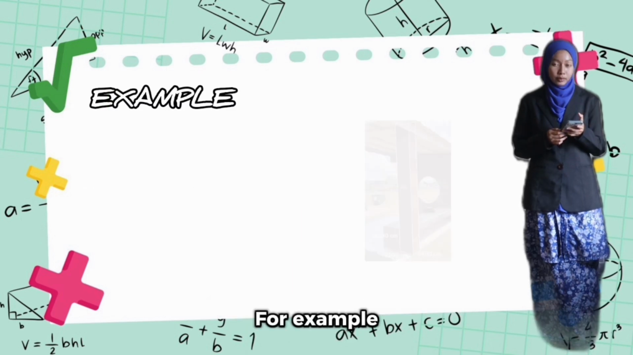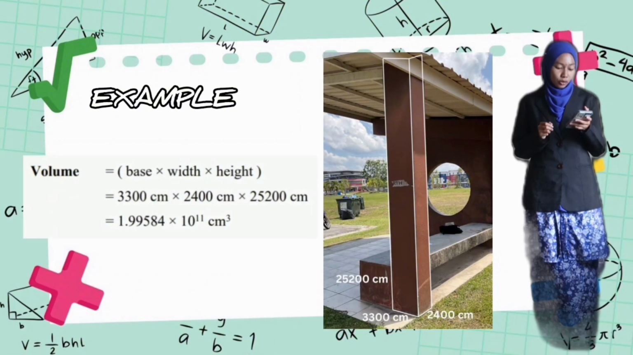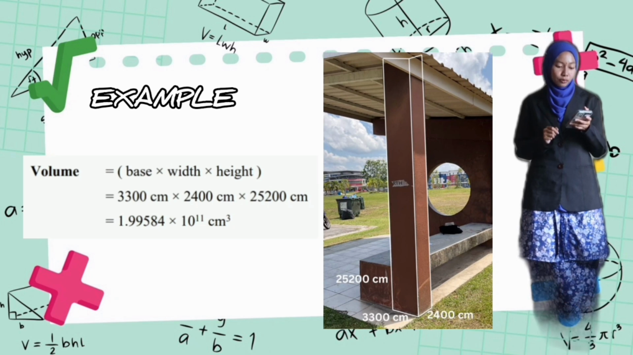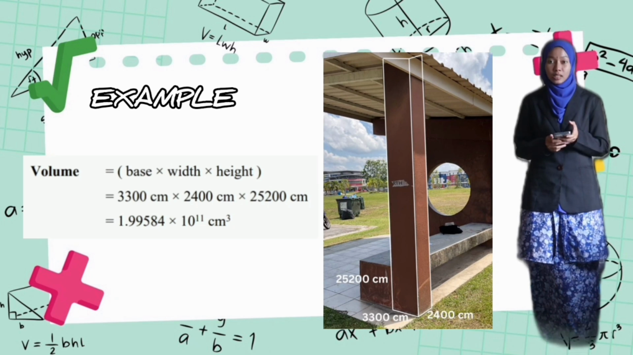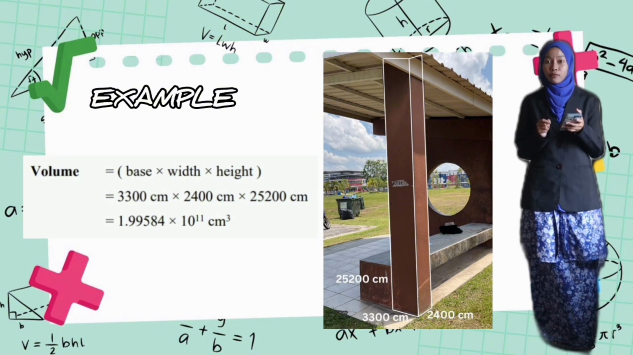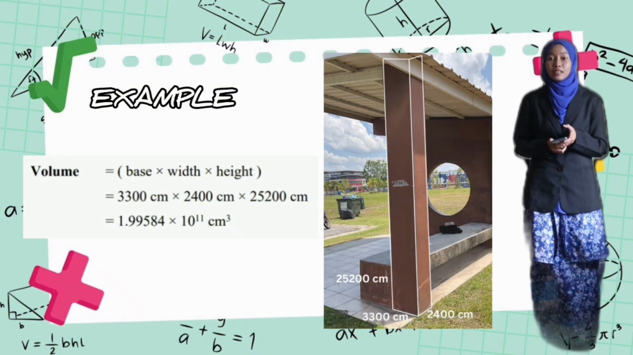For example, 3300 centimeter times 2400 centimeter times 25200 centimeter equals 1.99584 times 10 power of 11 centimeter cubic.